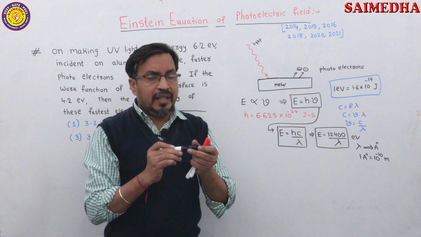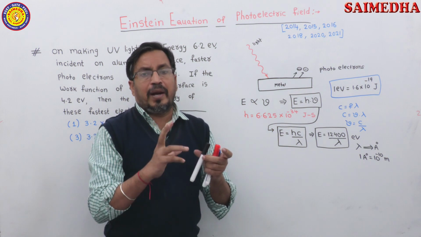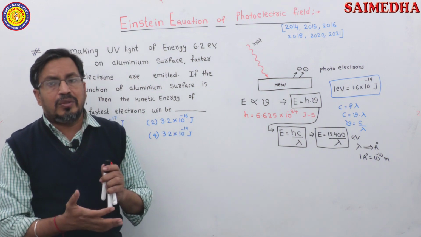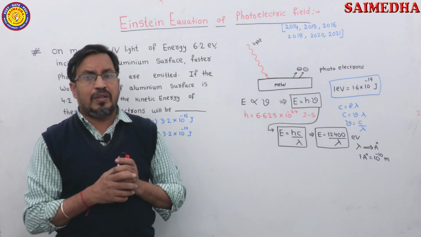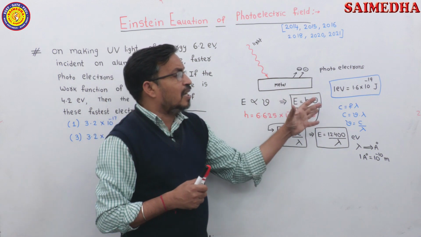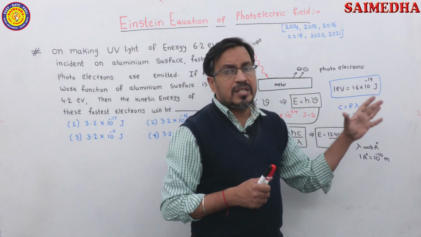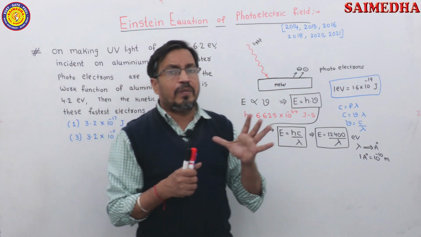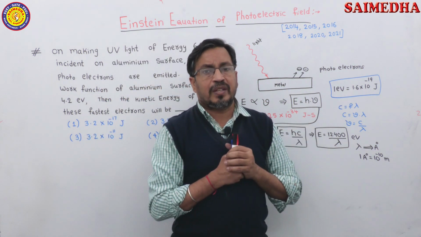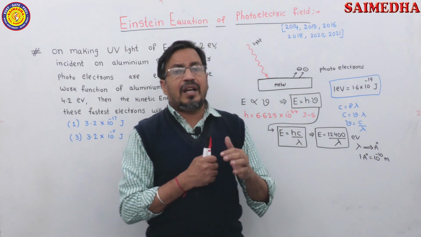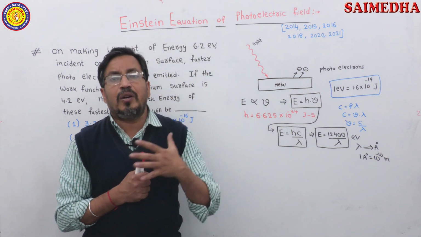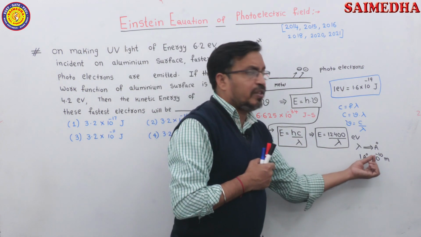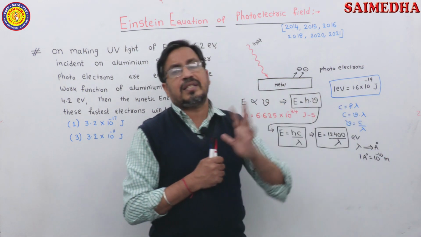So student, there are 2 points you must remember here: energy can be asked in joules or in electron volts. So you must remember the relation between joules and electron volts: 1 electron volt equals 1.6 into 10 power minus 19 joules. Similarly, wavelength can be asked in angstroms or in meters. So you must remember the relation 1 angstrom equals 10 power minus 10 meters.